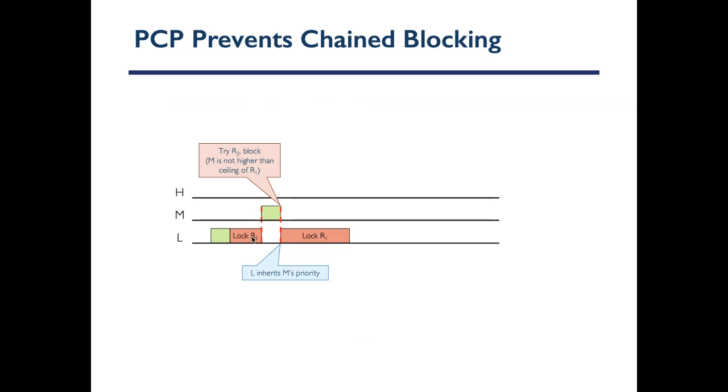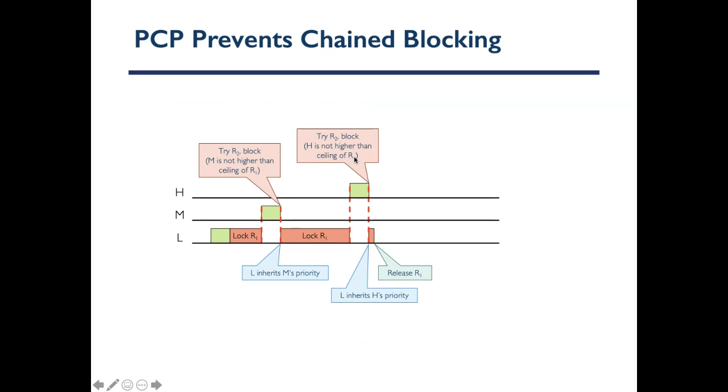L inherits M's priority. Let's say H comes at this point. Now H wants to acquire R2. Well, it's not higher than the ceiling of R1 again. So it will be blocked. We'll go back to L. L finishes at this time. It releases the lock. We'll go back to R2 and things continue.